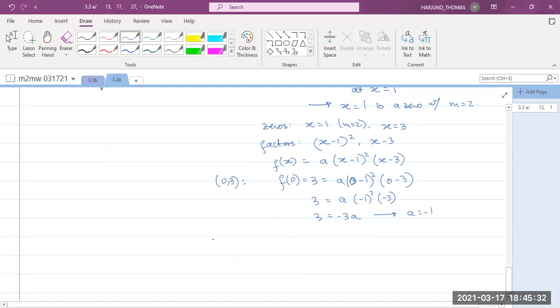Finally, our f(x) is -1 times (x minus 1) squared times (x minus 3). Now let's FOIL that. This is x squared minus 2x plus 1 times x minus 3, which equals -1 times x cubed minus 3x squared minus 2x squared, which is minus 5x squared, plus x plus 6x, which is 7x, minus 3.